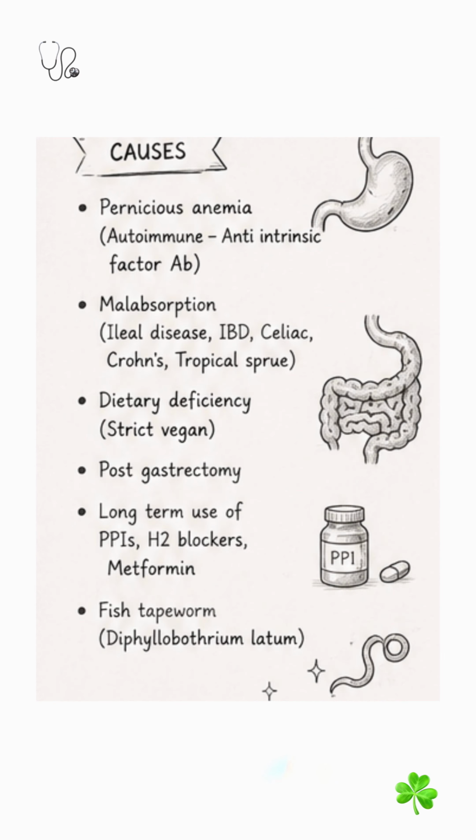Moving on to the causes, pernicious anemia is one of the most common causes of vitamin B12 deficiency anemia, and that's because it is an autoimmune condition in which your body makes antibodies against the intrinsic factor. Now, intrinsic factor is essential for the absorption of vitamin B12 in the terminal ileum, right? No intrinsic factor means no vitamin B12 absorption.